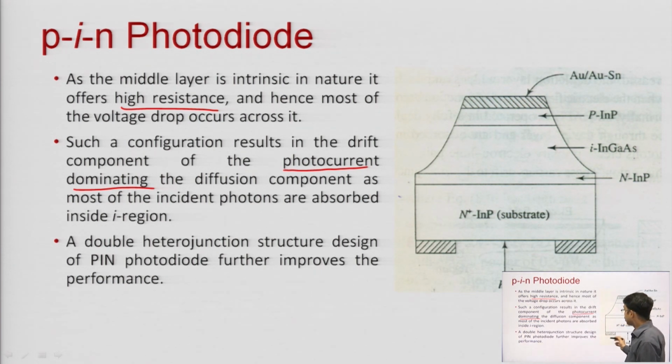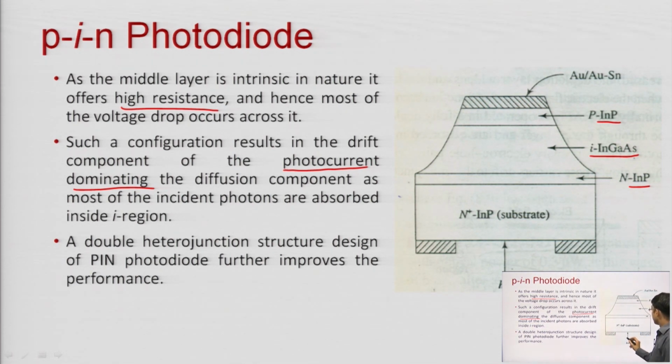A double heterojunction PIN photodiode further improves the performance. As we have seen, heterojunctions are always better than homojunctions in semiconductors. You can see over here, this is a double heterojunction PIN diode. This is the intrinsic layer of indium gallium arsenide, this is indium phosphide p type material, this is indium phosphide n type, and this is the substrate of heavily doped n type indium phosphide.